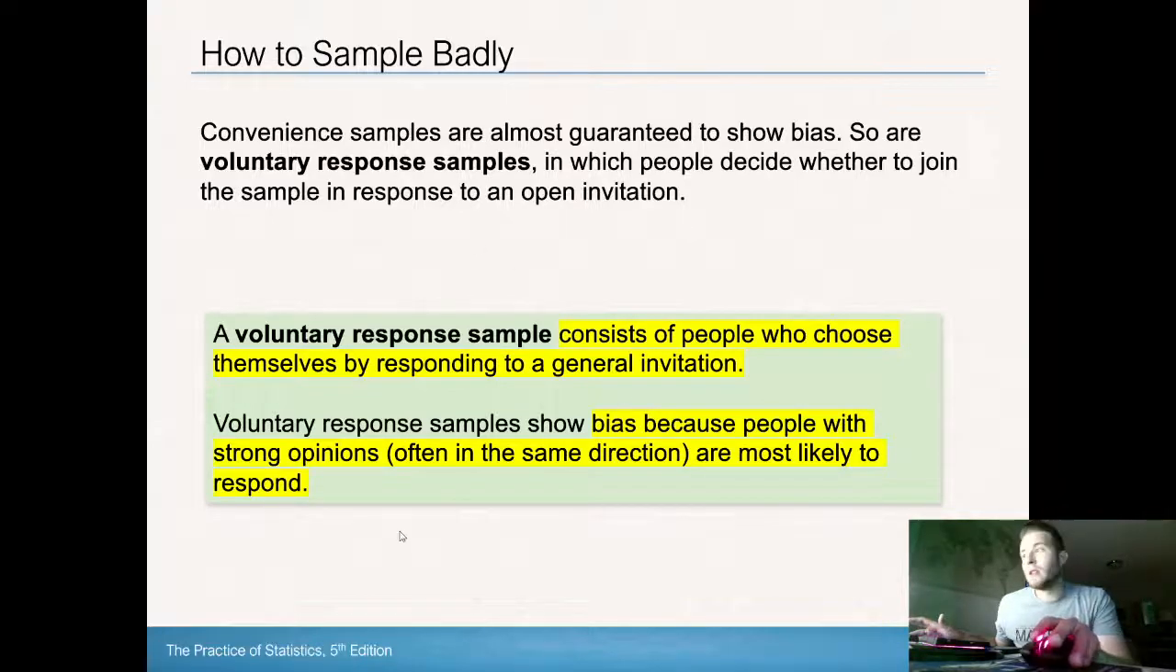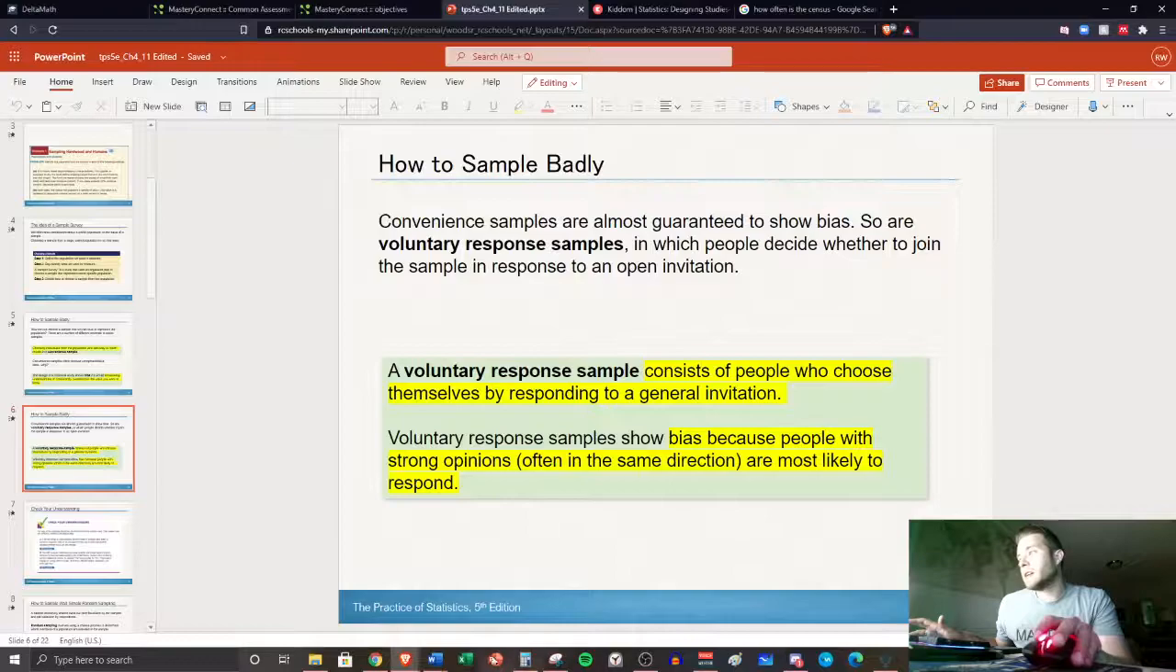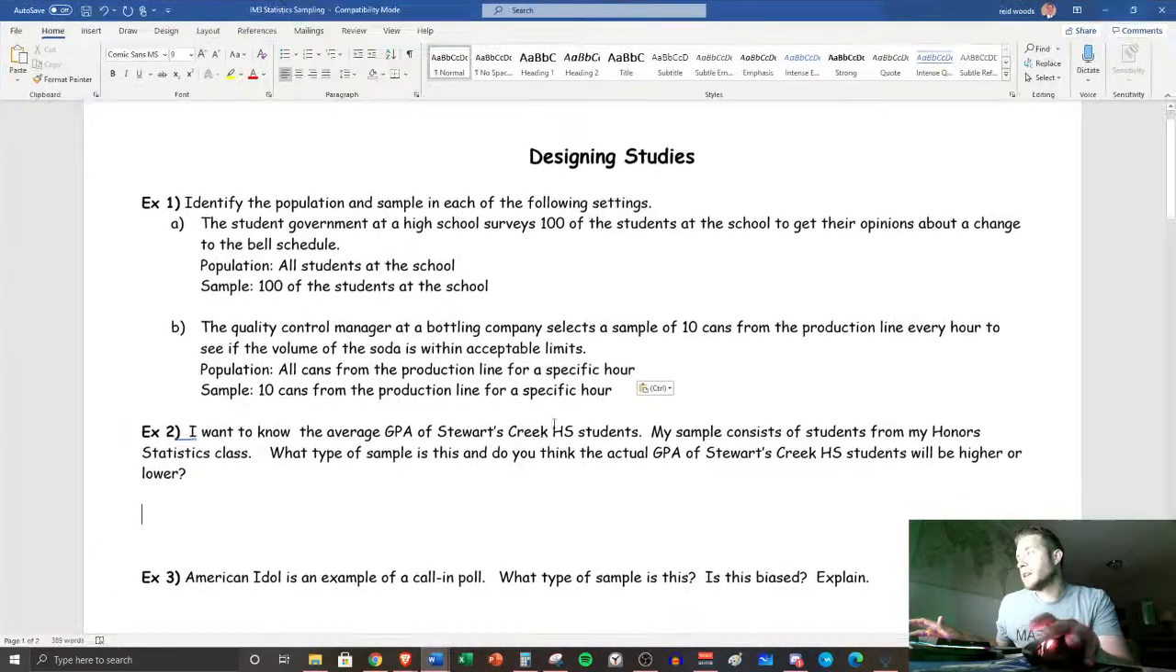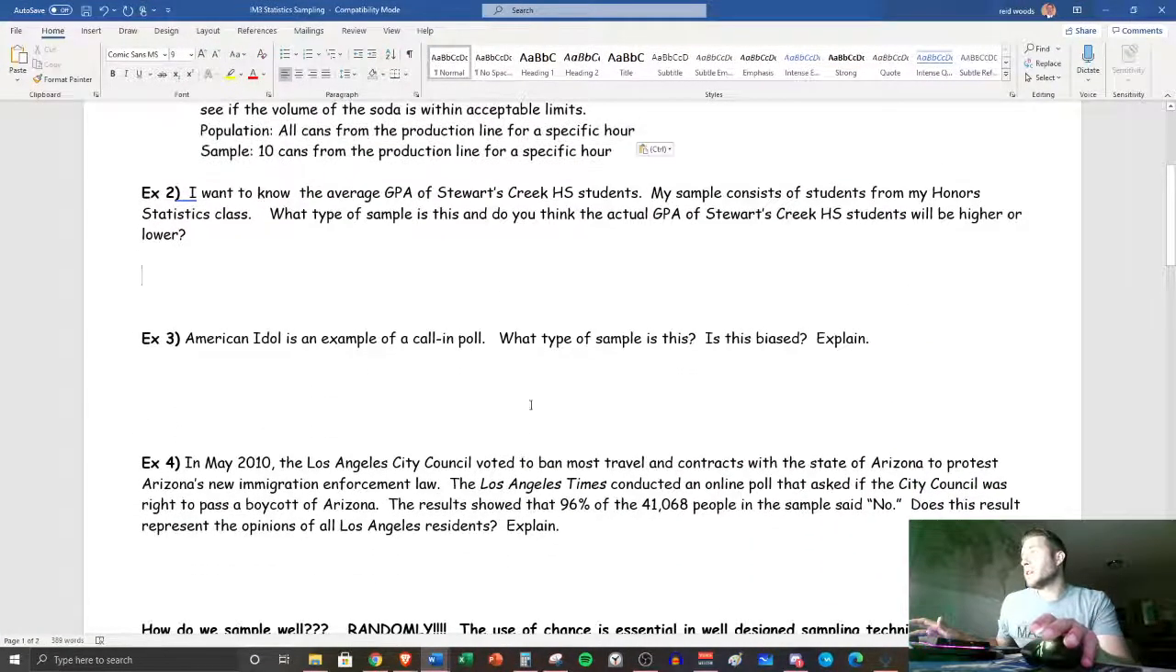Okay, let's look at more examples here. We have examples 2 through 4, where you're just reading the questions and deciding: is it biased, and what's the direction of bias? Okay, that's what we're trying to decide. So I'm going to pause the video. Go ahead and answer examples 2 through 4 for me.